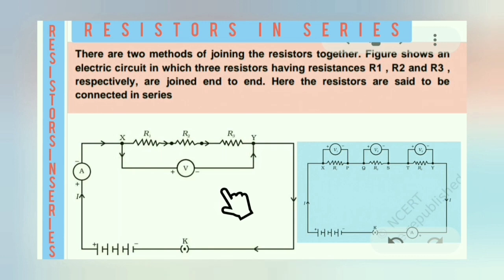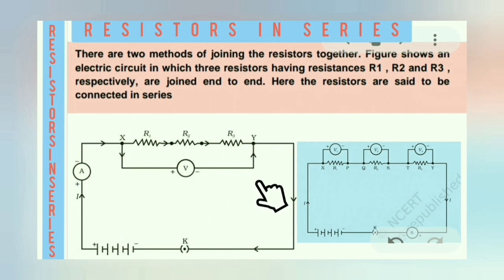See here this circuit diagram. Three resistors are here. Resistance of first resistor is R1, second is R2 and third is R3. All the three are connected in series. Then the voltage across all these three together is V, and I is the current flowing through all these resistors. This is the circuit diagram.